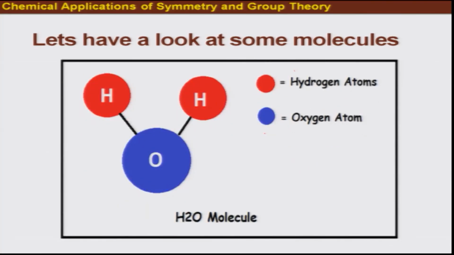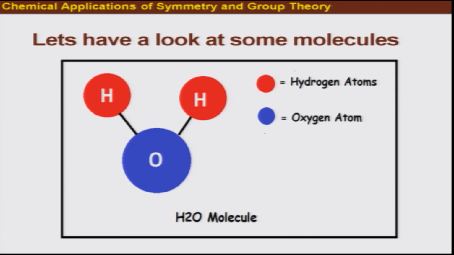Now let's have a look at the most common molecule on earth, water. This is the structure of water. Oxygen and two hydrogens are bonded. Now suppose I can somehow mark. Okay, so before that, if I look at this molecule, it seems to be somewhat symmetric to me. How? Let's try to explain that.